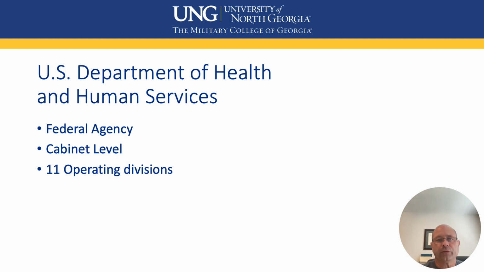Now, when we discuss healthcare and the roles of the United States government, probably the most important federal agency with regard to healthcare is the U.S. Department of Health and Human Services. This is a federal agency at the cabinet level of the executive branch of the federal government. It has 11 operating divisions, and it collaborates with state and local government levels because many of their activities actually operate on a more local level, even though they're federally covered and mandated.